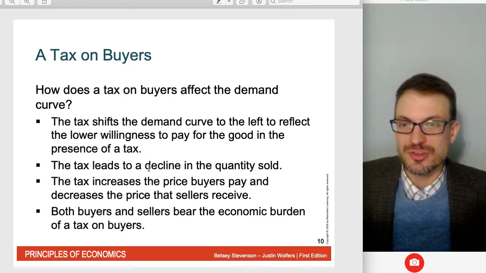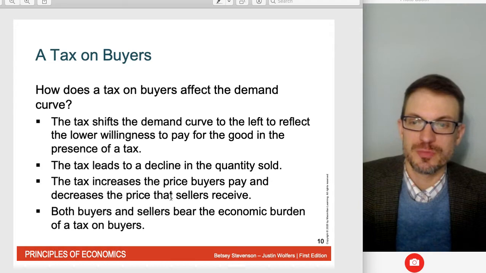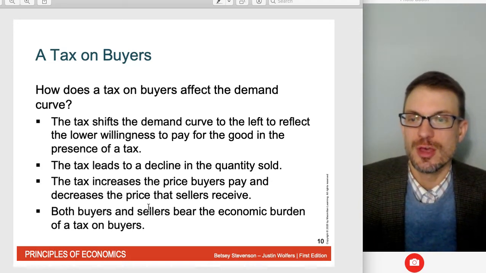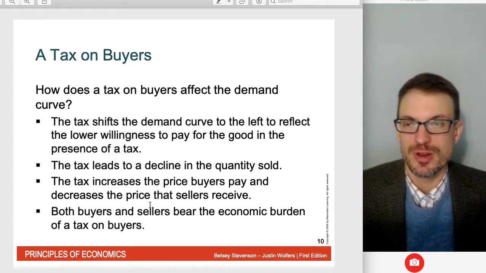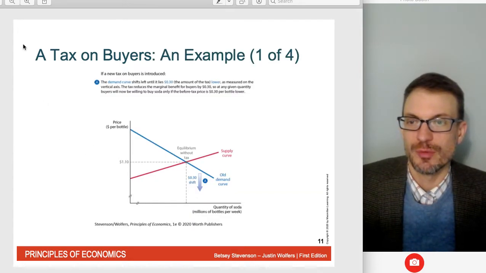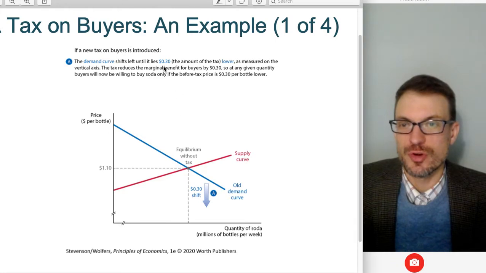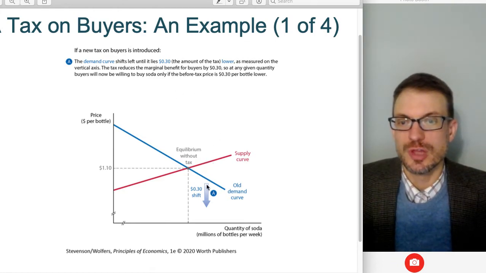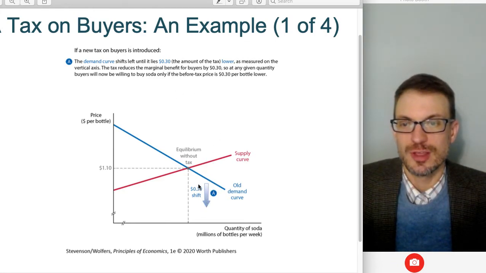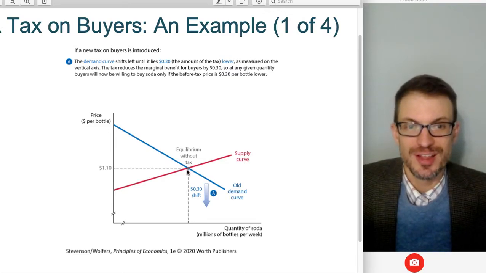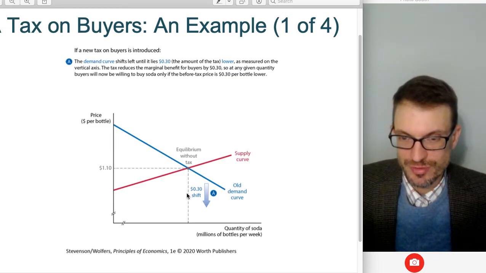So the tax leads to a decline in the quantity sold. Tax increases the price buyers pay, decreases the price sellers receive. Both buyers and sellers bear the economic burden of a tax on buyers. You can see that with a graph here. So the new tax on buyers, here's if we model this 30-cent tax on buyers, this would lower the demand curve by 30 cents. So again, I don't just subtract 30 off of the equilibrium price and move down.